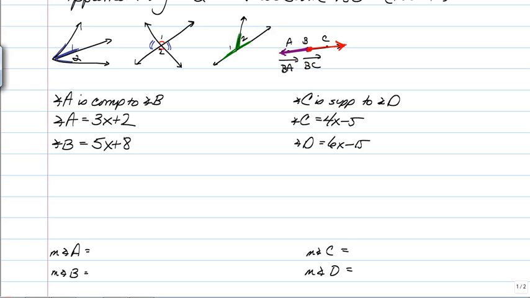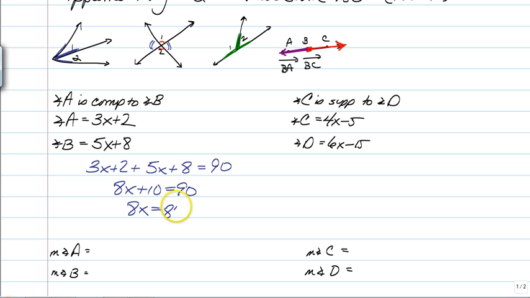A is complementary to B. So that just tells you right there, A and B add up to 90 degrees. It's just that simple. So you just have to take your 3x plus 2, add it to your 5x plus 8, and you set it equal to 90 degrees. 8x plus 10 is equal to 90. 8x is equal to 80, so x is equal to 10. Then all you have to do is take your 10 and substitute it in for angle A and B. So angle A is 32 degrees, and angle B is 58 degrees. All right? That's it. So I'm going to let you pause the video and try the next problem.